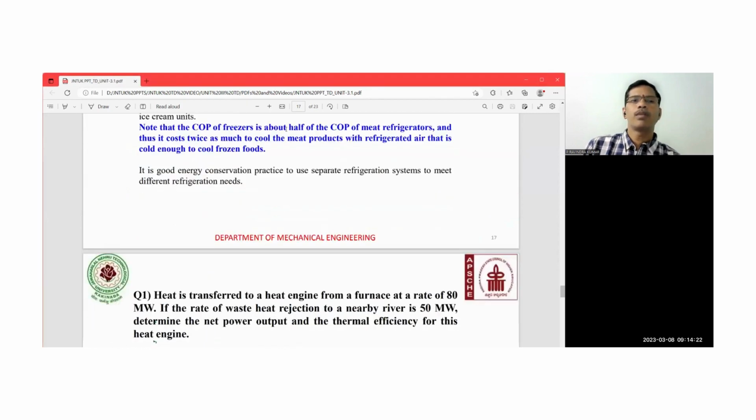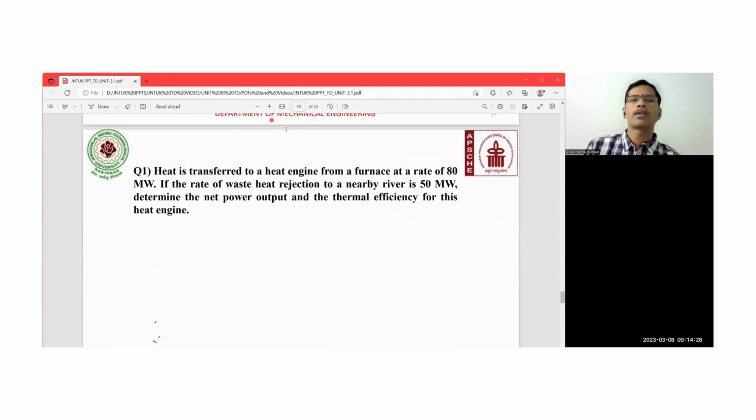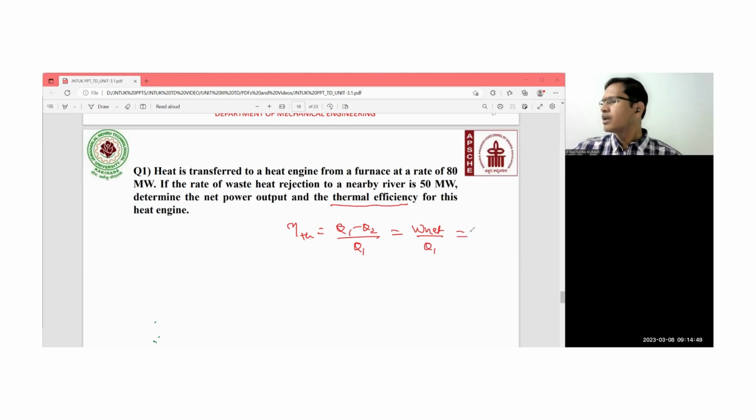And there are some simple problems that you can calculate by reading this. There is a thermal efficiency you need to find. This thermal efficiency is equal to Q1 minus Q2 divided by Q1, right? This is nothing but the net work output divided by the heat supplied. Try to check it out, and the thermal efficiency you will get for this answer is 37.5 percent. The efficiency for this case is 37.5 percent.